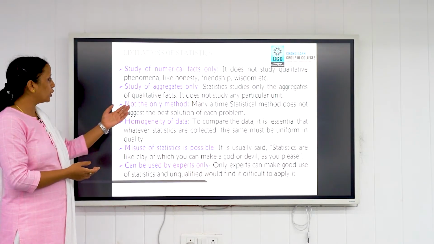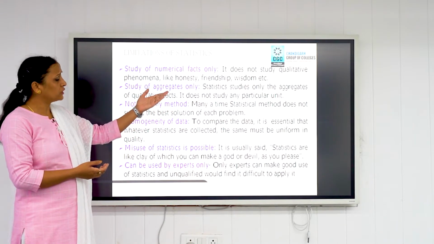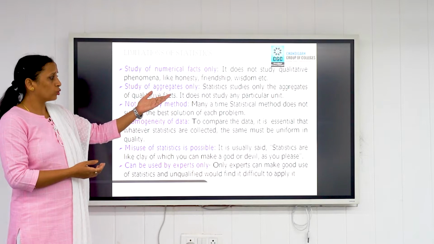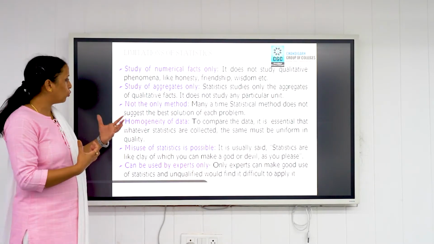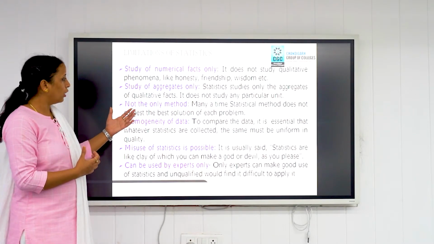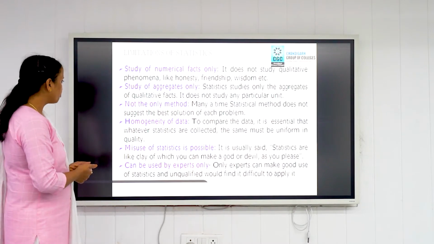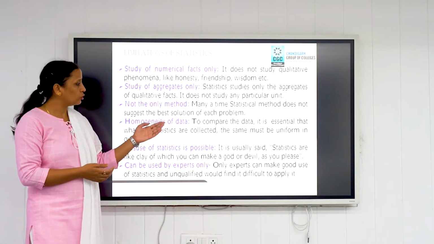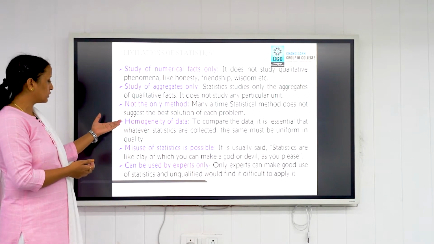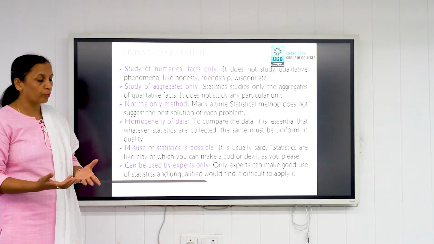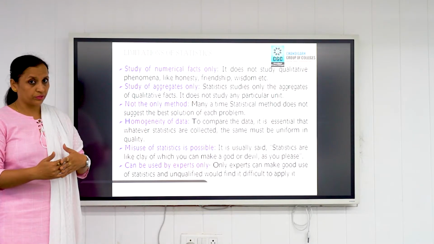And then come to the study of aggregates only. While we do the study of statistics, it only collects aggregate fact data, only quantitative aggregate fact data. It does not study any particular unit or number. And then the next is that it is not the only method. Many a time the statistical method does not suggest the best solution to a particular problem. There are various other methods which we can use except statistics.